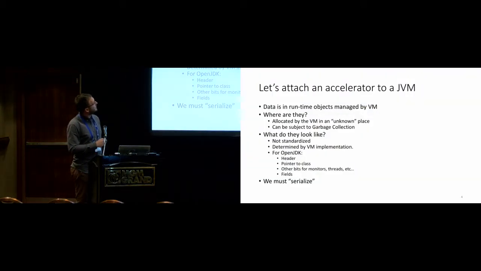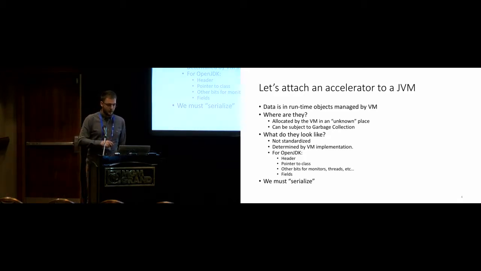So this was the question. Well, in the end, this was the question. Let's attach an accelerator to a JVM. And so what did we see? First of all, the data is in runtime objects managed by the VM. So you can ask two questions: where are these objects? Where is the data? Well, it turns out that the VMs manage the objects in memory, and they allocate them in some place. It's somewhere, but at the same time, this memory is subject to garbage collection. So it might be that the virtual machine moves the data around in memory and you don't know where it is at some point.